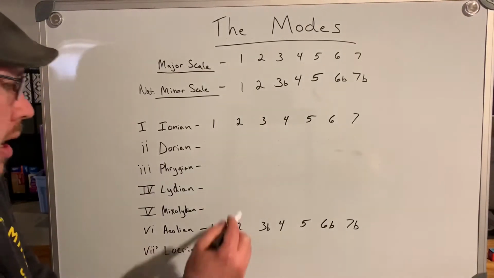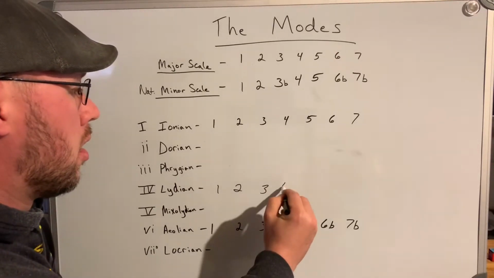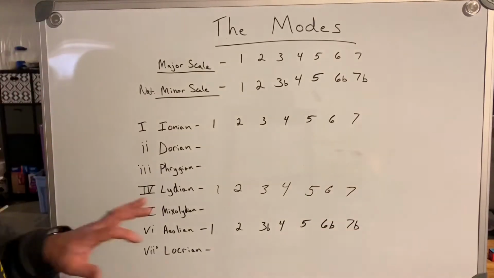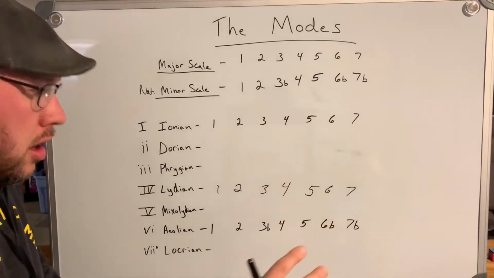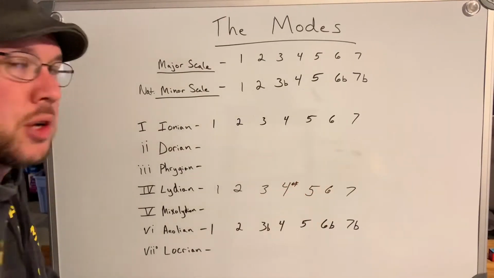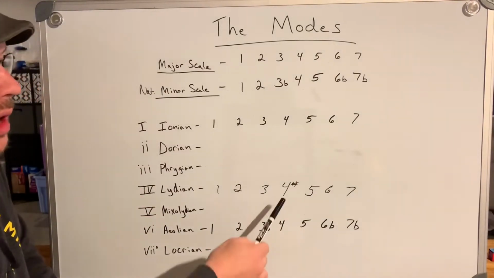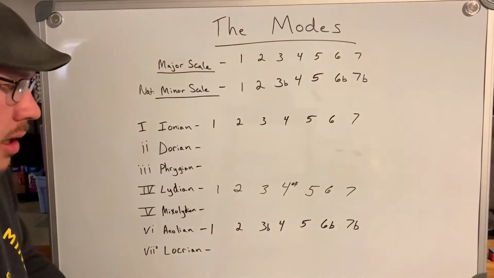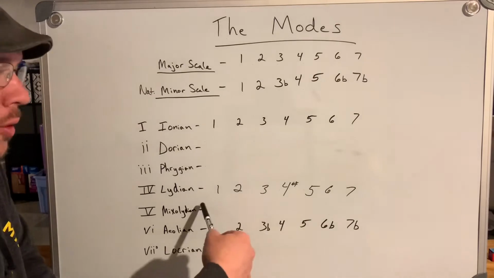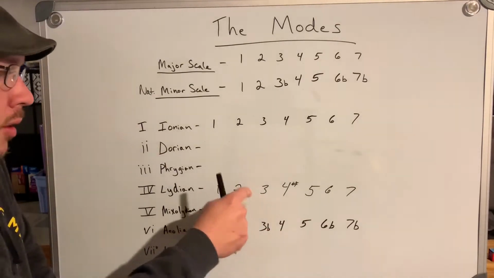Reason being is, let's write it out here. Lydian, you've got 1. What the Lydian mode is, it's the major scale with a sharpened 4th. So the 4th would be sharpened. That's the only difference. If this was a G major scale, that C note would be a C sharp. If it was a C major scale, the F would be an F sharp. The 4th note of the scale is sharpened. That's it. But you have a major third quality, so it's a major sounding scale.